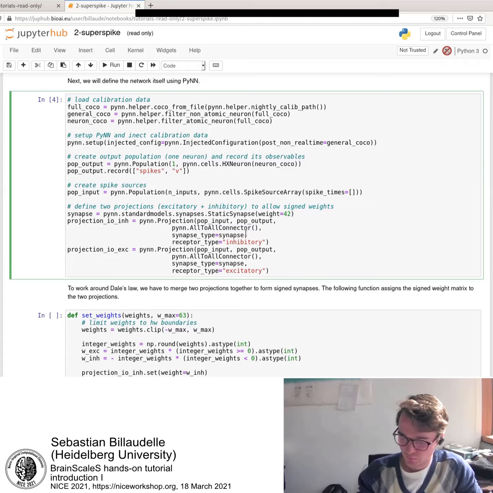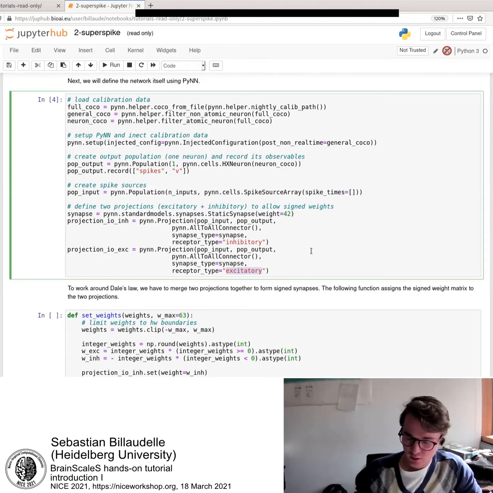There's also, for example, a fixed probability connector where you say, I want to connect 0.5, so 50% of my input population to 20% of my output population, and then it just has a sparse matrix, basically. We tell it to use the synapse type we have defined before, and then we do that again. So this call is basically the same as that call, with one exception. The first one is an inhibitory projection, and the second one is an excitatory projection.